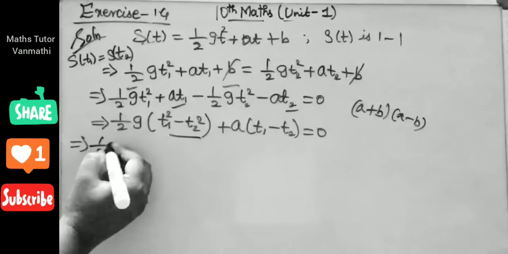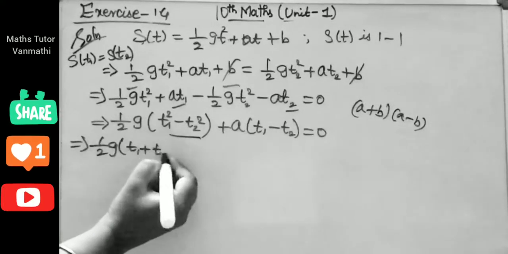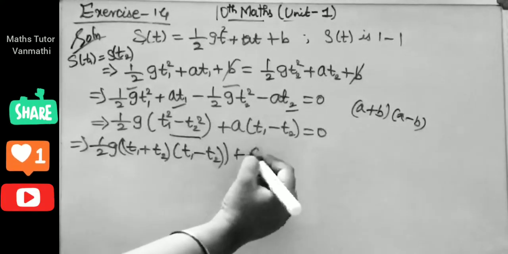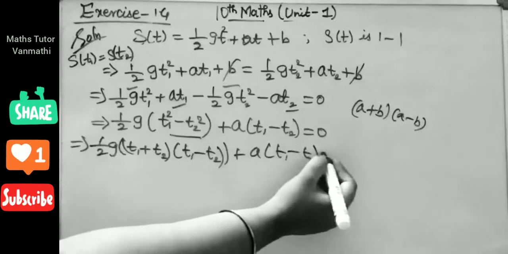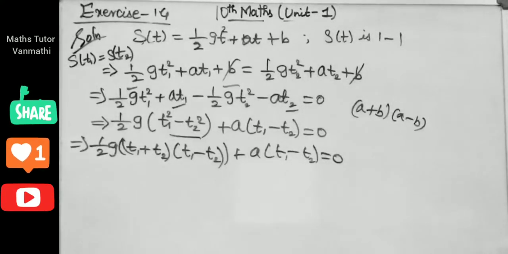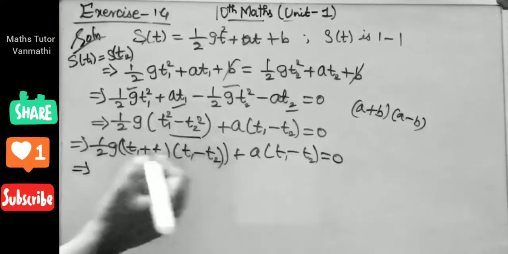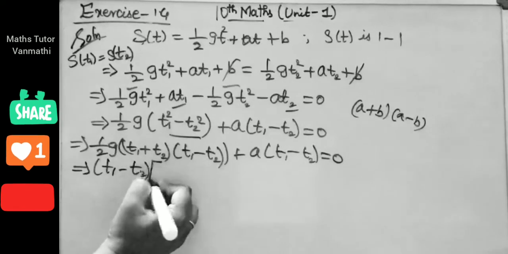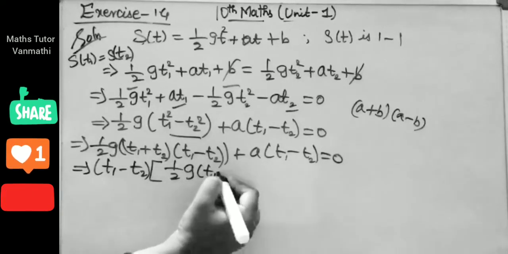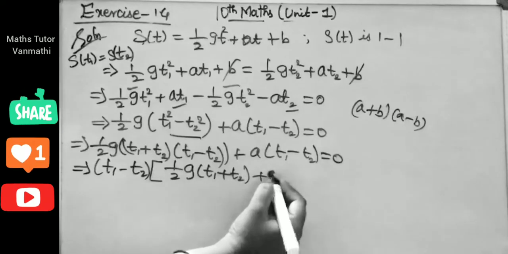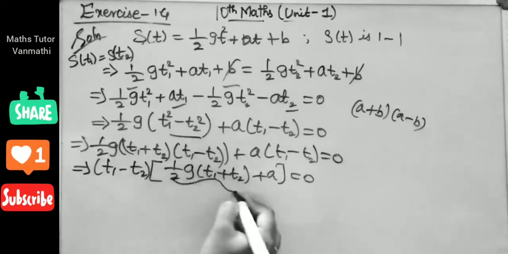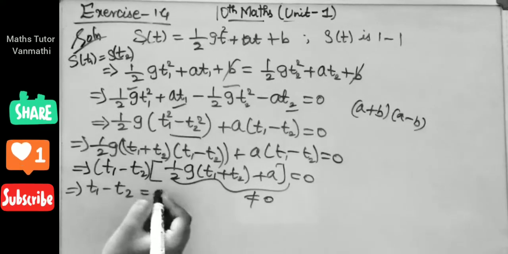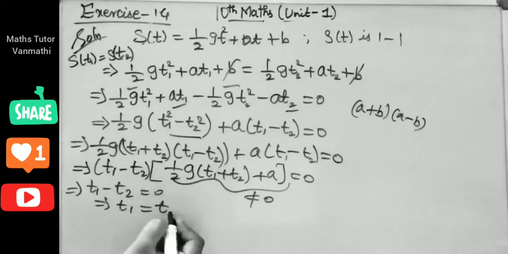So 1 by 2 g into (t1 plus t2) into (t1 minus t2), plus a into (t1 minus t2), equal to 0. From this we are taking t1 minus t2 common in both. So we get (t1 minus t2) taking common, (1 by 2 g into (t1 plus t2) plus a) equal to 0. Here this term won't be 0. So we take t1 minus t2 equal to 0, which implies t1 equal to t2.